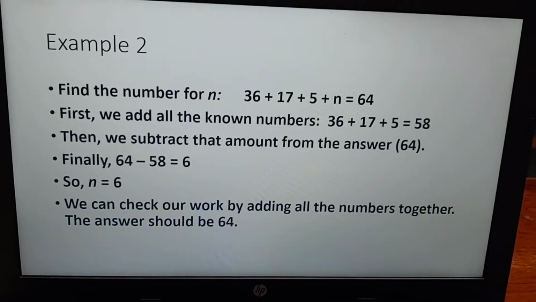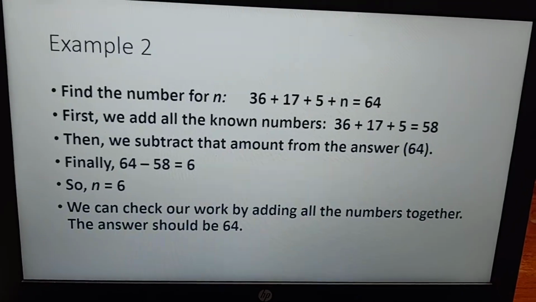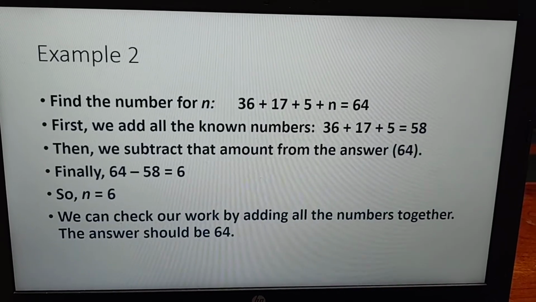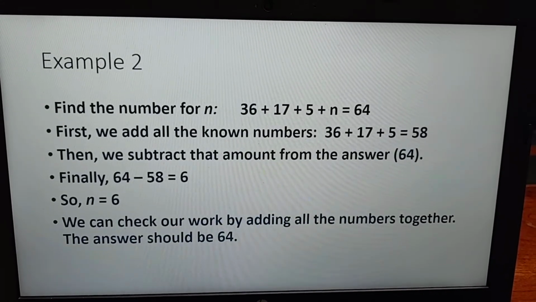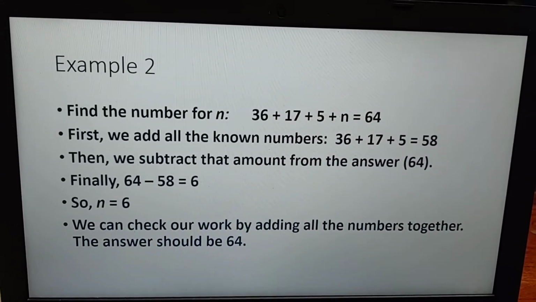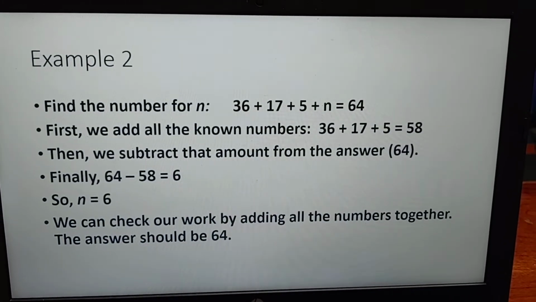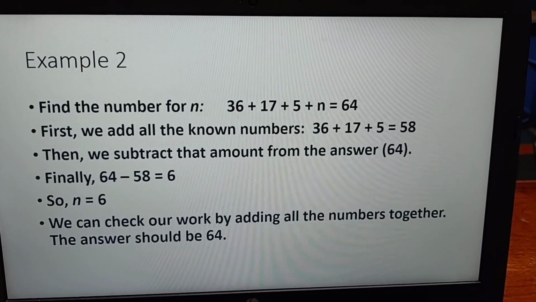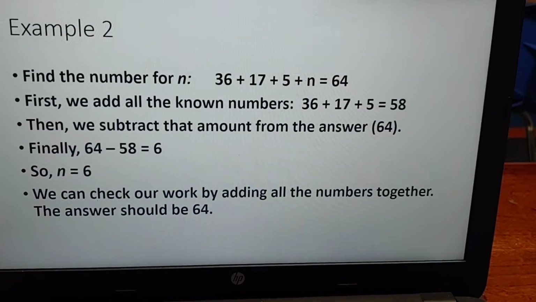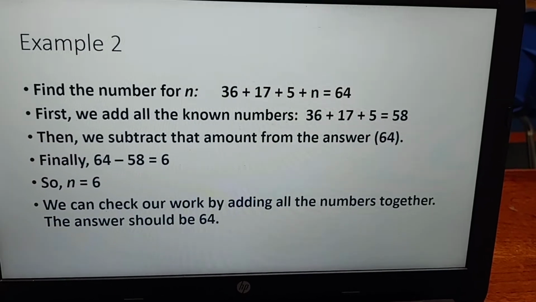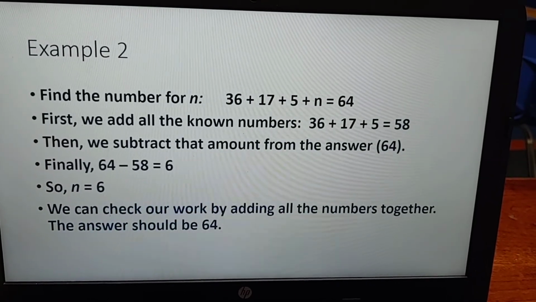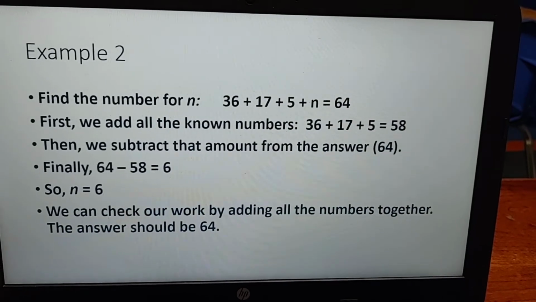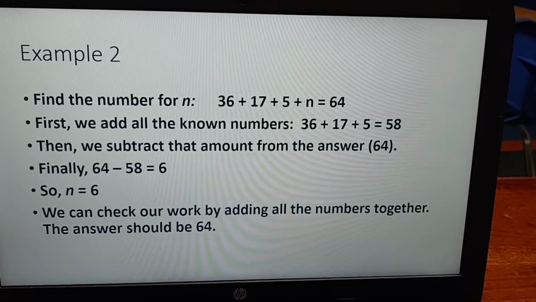Here's example number 2. Find the number for n. You have 36 plus 17 plus 5 plus n equals 64. In order to do this problem correctly, you're going to need to add all the known numbers on the left side of the equal sign, or equation. So we add together 36 plus 17 plus 5, and we get a total of 58.